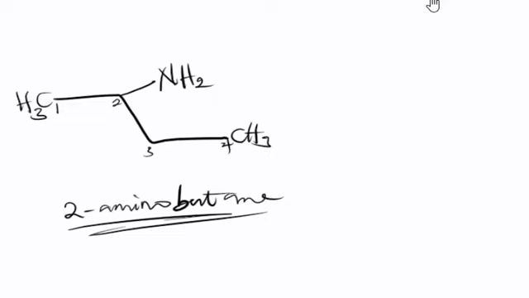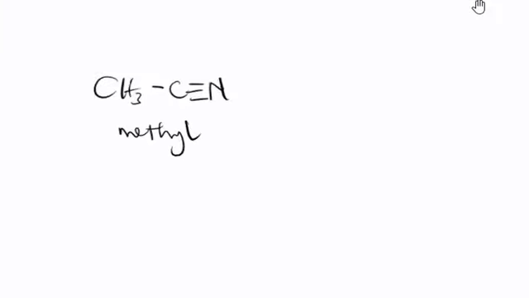So two systems are used for naming nitriles. Number one, they can be named as alkyl cyanides. For instance, I can have CH3 C triple bonded to N, and I can call this a methyl cyanide.